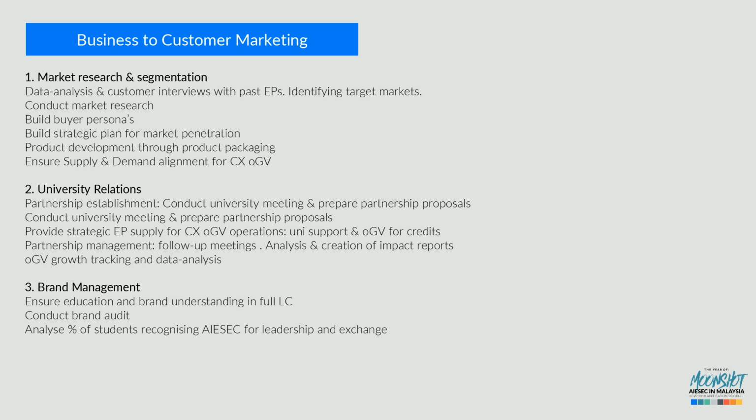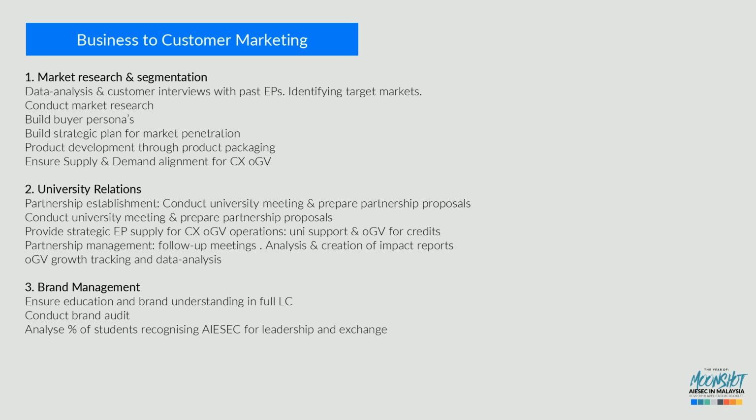For marketing right now, what they need to do is target the right market and the right segment in the university, and also form partnerships with the university to get support so that they can help OGV do better identifying of the EP supply. Mostly they focus on partnerships with universities, not only in campus but also finding partner universities with our campus as well.